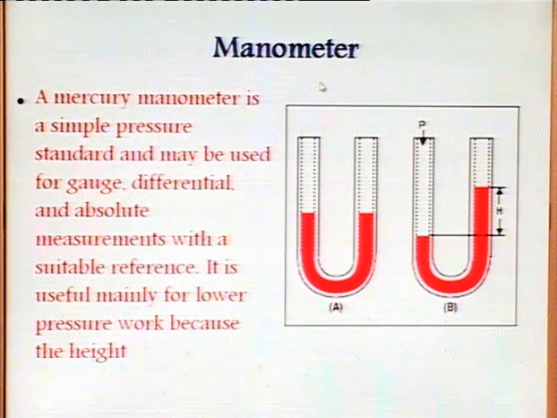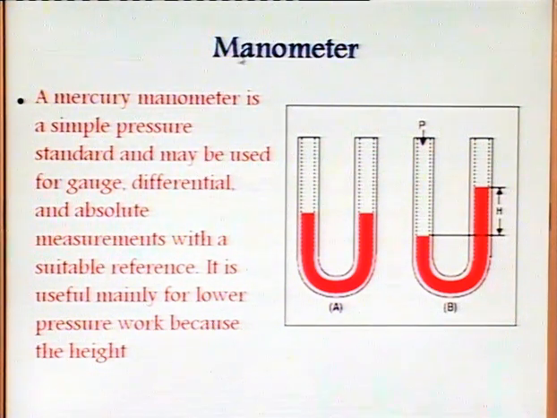The last type is the manometer, to find out the pressure of a gas or fluid. A mercury manometer is a simple pressure standard and may be used for gauge, differential and absolute pressure measurement with a suitable reference. It is useful mainly for lower pressure work because of height.